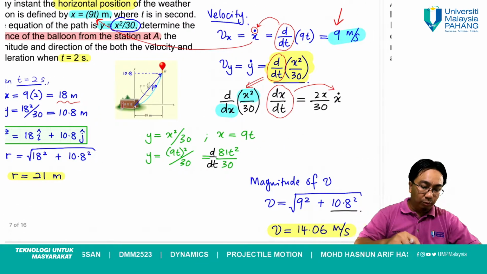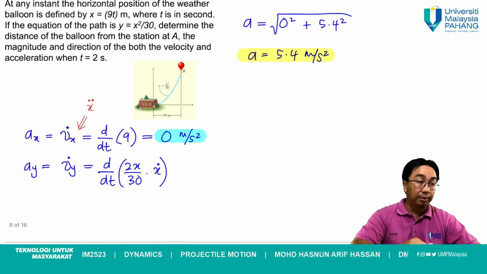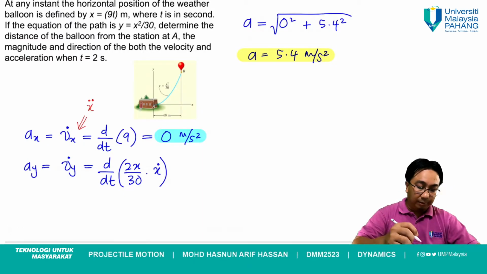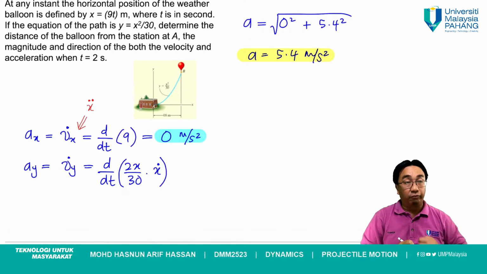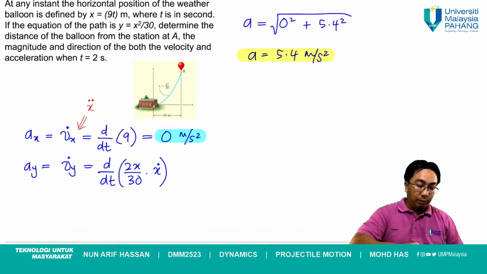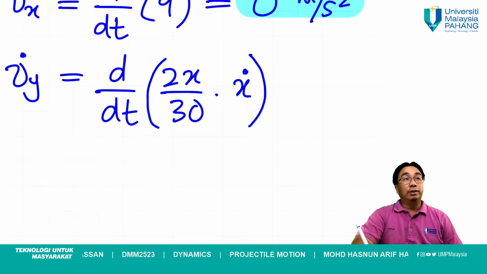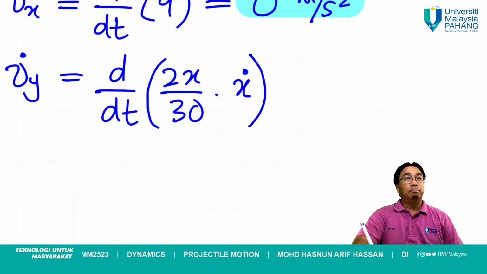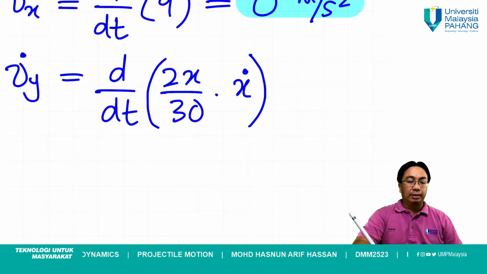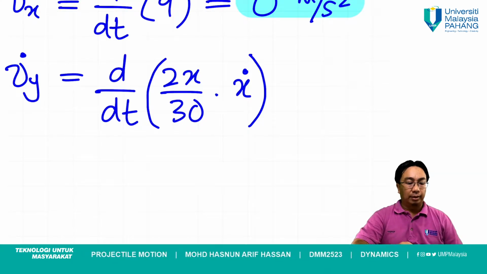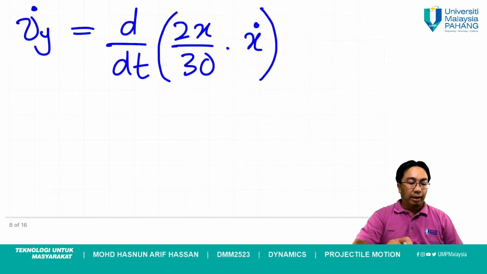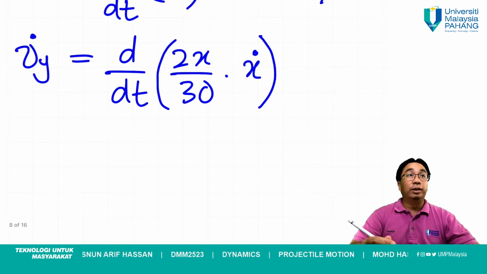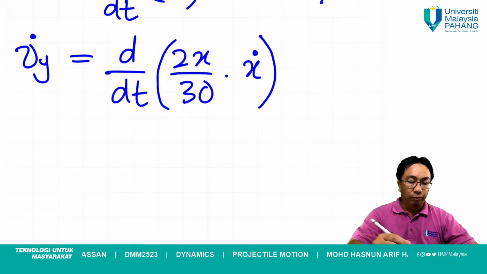And when you go to the acceleration, we have to do another. In the end we get like this, we get Vy dot, which is equal to d over dt of 2x over 30 times x dot. Okay, here is the chain rule that I usually use. So that's why I was confused last week.